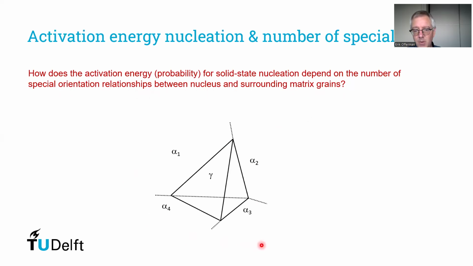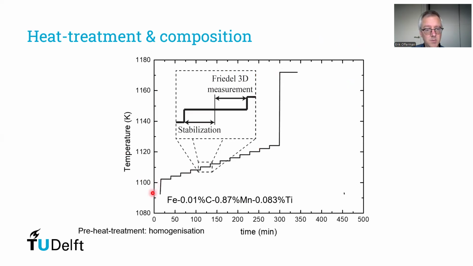So to schematically indicate the idea that we had before the experiment, you might have an austenite nucleus with 4 ferrite grains around it, nucleating here in the grain corner of these 4 ferrite grains, and with how many ferrite grains does this austenite nucleus have a special crystallographic orientation relation? And if it has more special crystallographic orientation relations, would then the activation energy for nucleation be lower or not? So we did a special experiment for this.